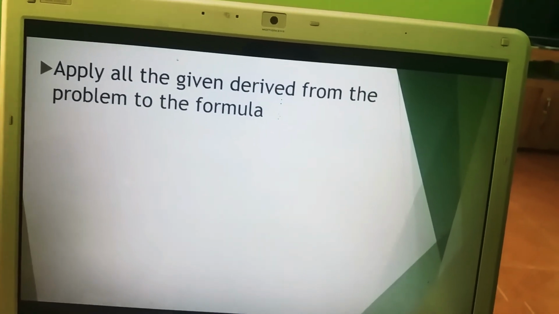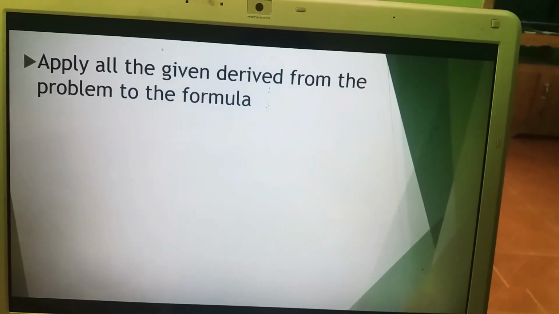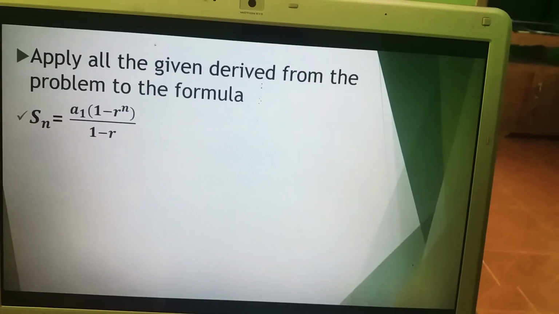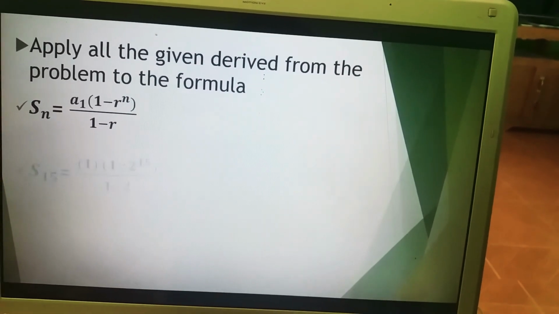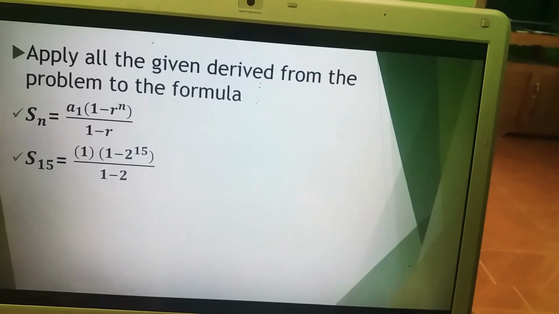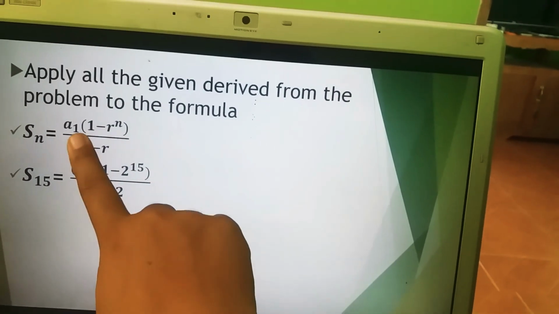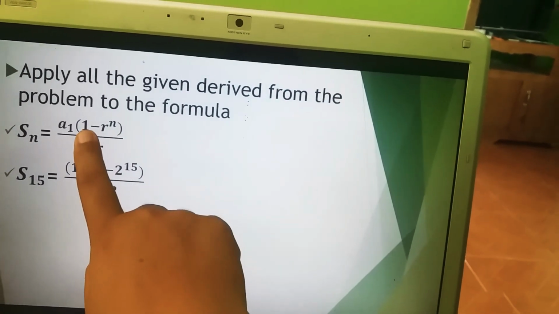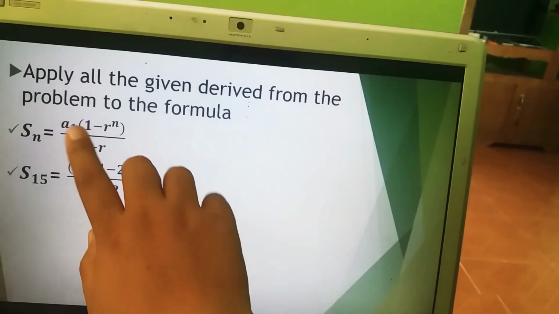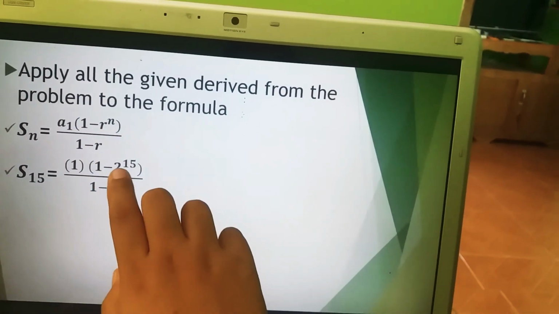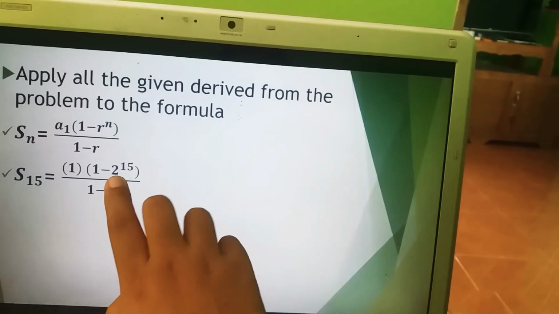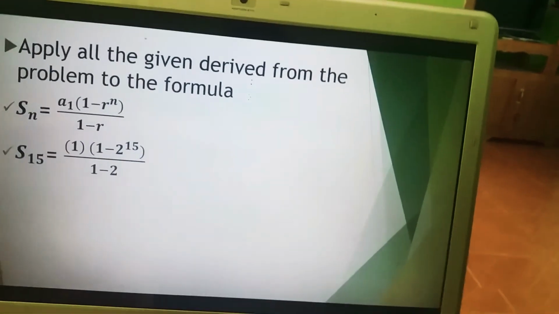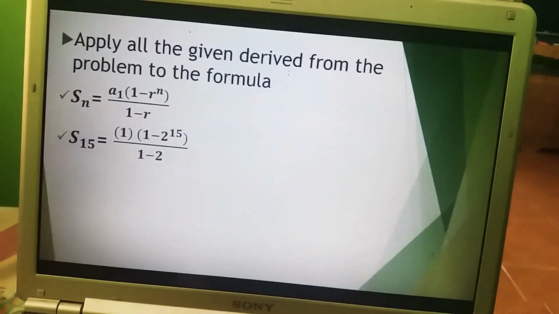Next, apply all the given derived from the problem to the formula. So, ilalagay na natin. So, this is our formula for finite geometric series. So, S sub 15 is equal to 1. Your A sub 1 is 1. Then, we will have 1 minus, laging nandyan yung 1 na yan, ha? Given na yan. 1 minus R, your ratio is 2. N is 15. And divided by 1 minus 2. What is 1 minus 2?